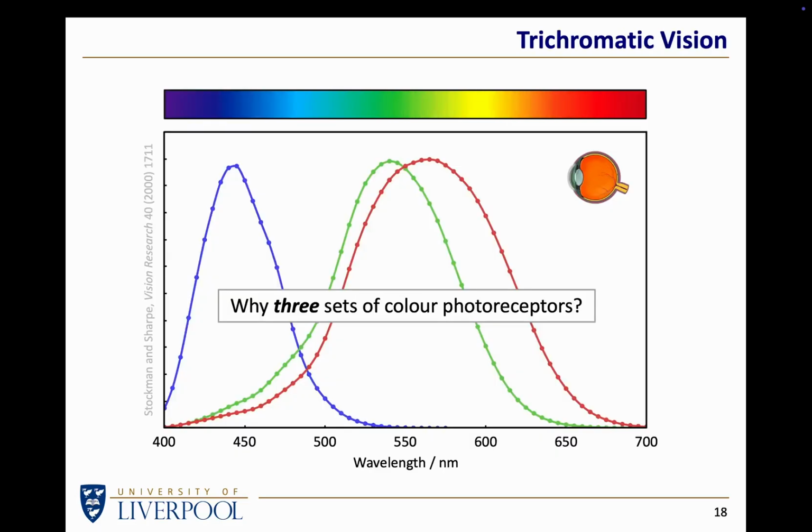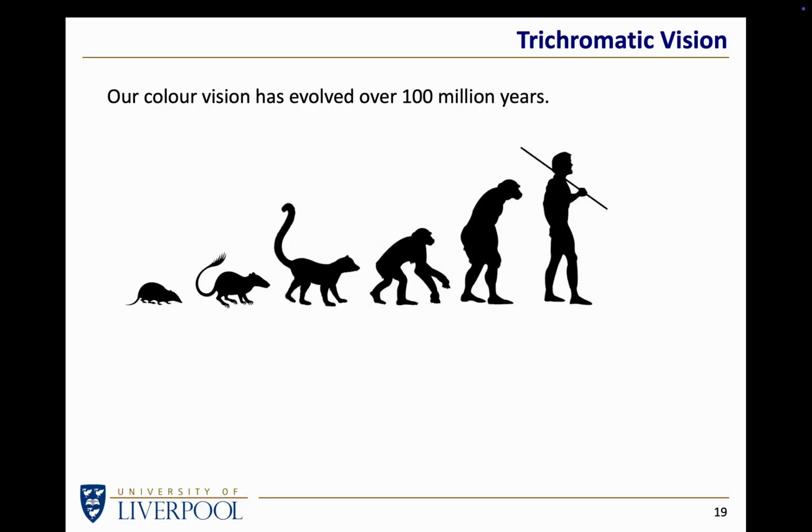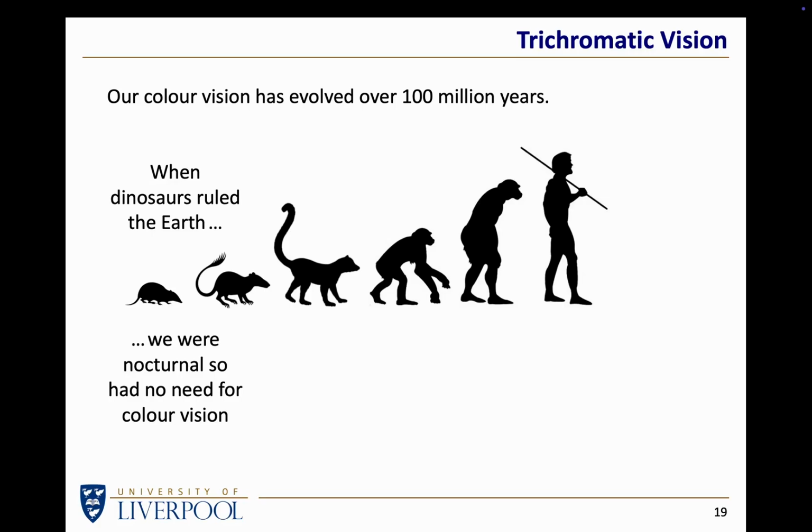So why did we end up with three? Three is a good number in terms of mixing colors together to get lots of colors, but we haven't always had trichromatic vision. If you go back far enough, for instance 100 million years or so, when dinosaurs ruled the earth, we were just small furry rodents, mammals, who were totally nocturnal. We were nocturnal because we were small, and we were basically staying out of the way of dinosaurs. Go out during the day, you get stomped on, or you get eaten. So we stayed away from the dinosaurs, and we only came out at night.